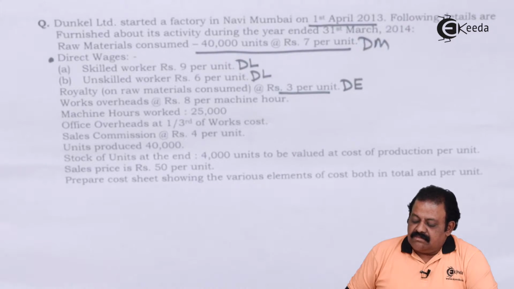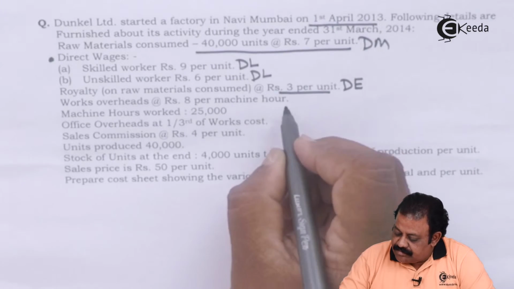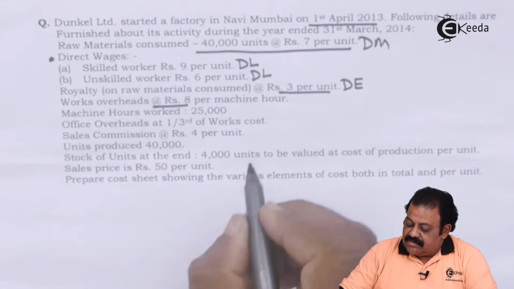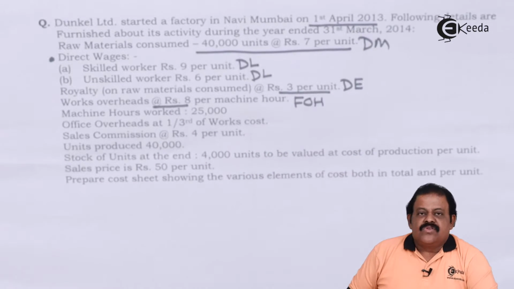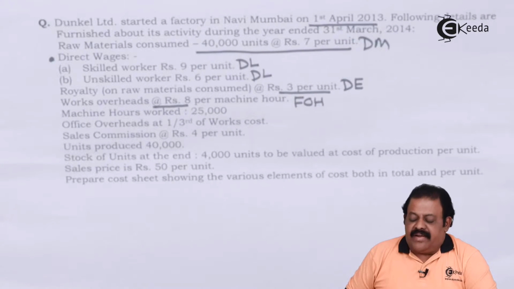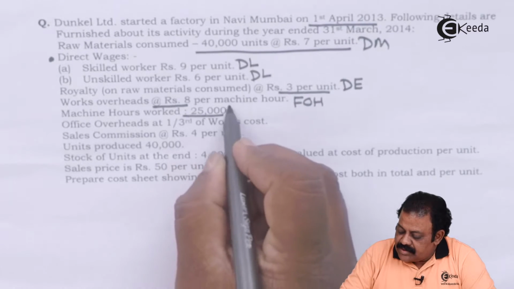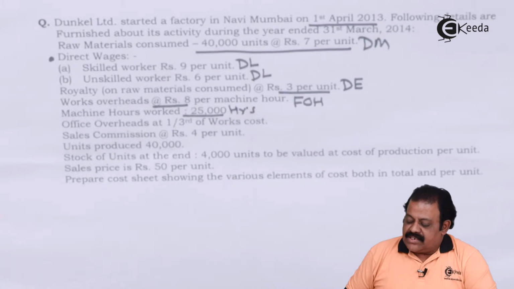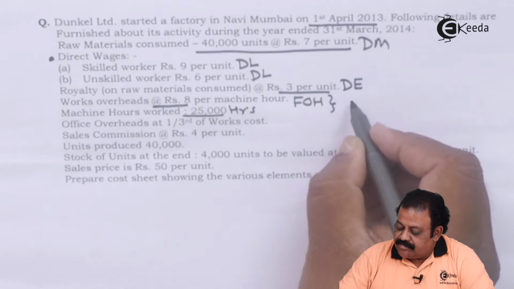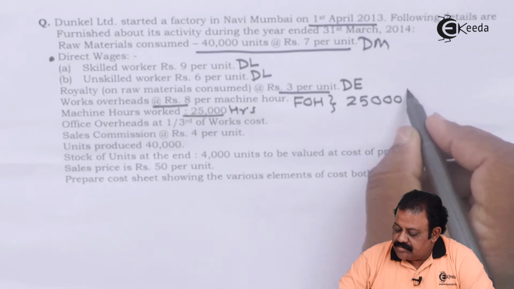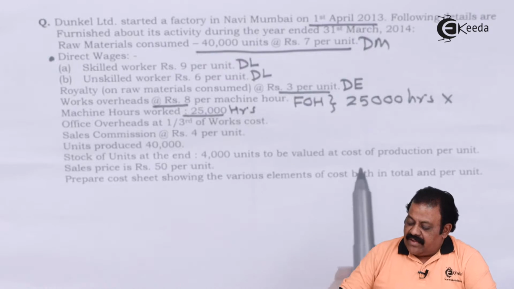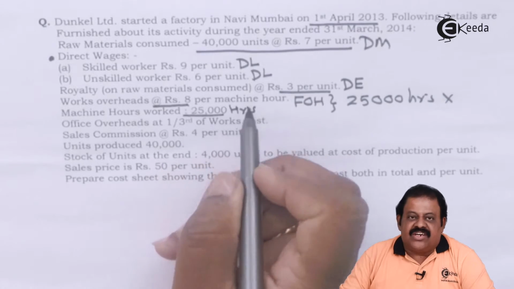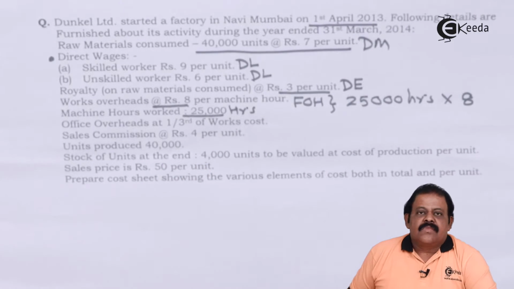Works overheads, that is factory overheads, at the rate of rupees 8 per machine hour. So total number of machine hours given next is 25,000 hours. To find out factory overheads, we are required to do multiplication: 25,000 hours multiplied by works overheads rupees 8 per machine hour.